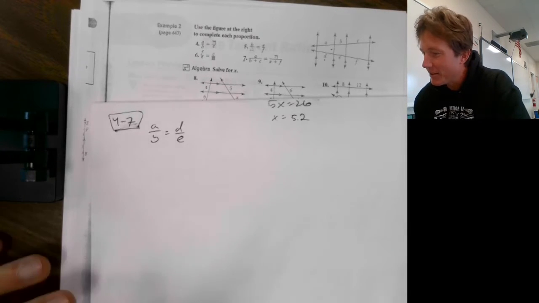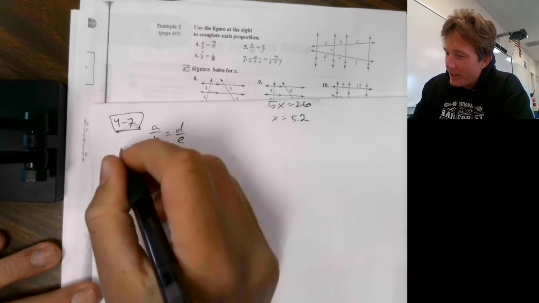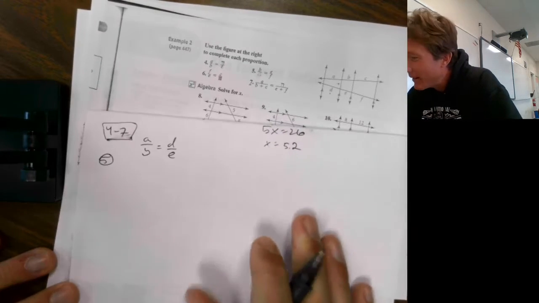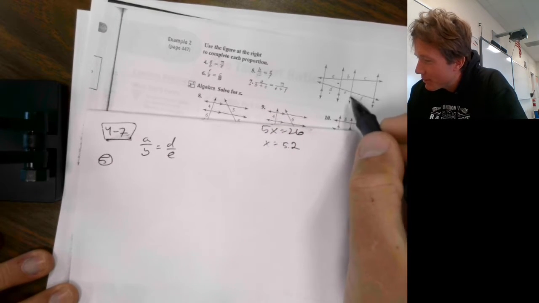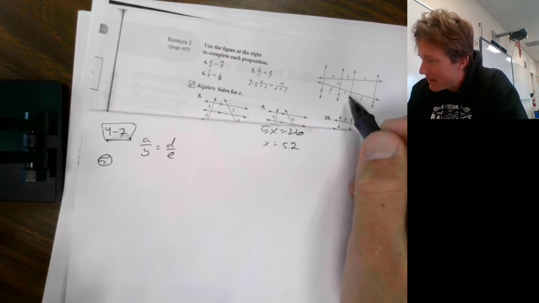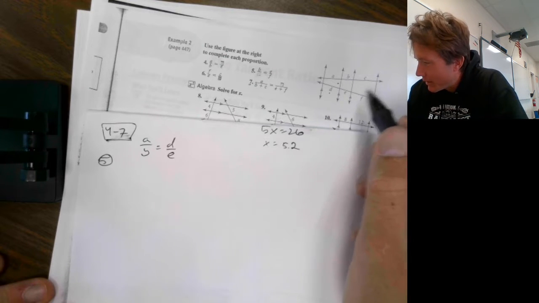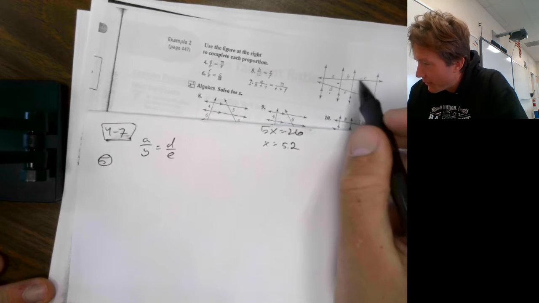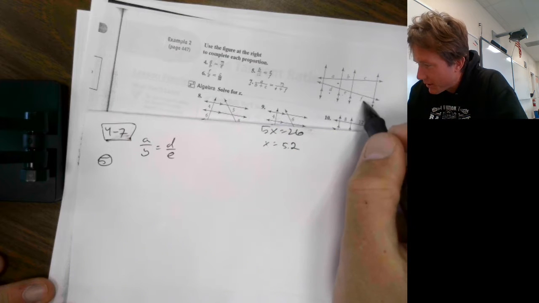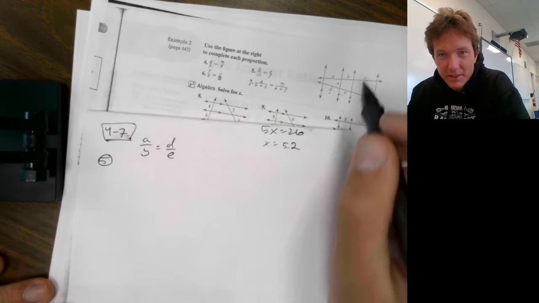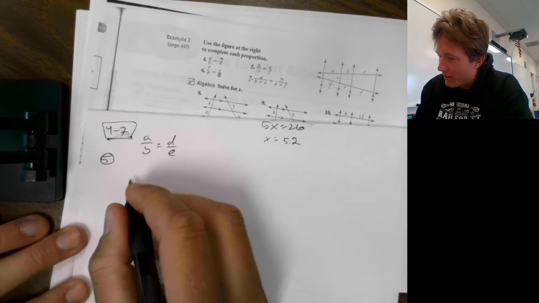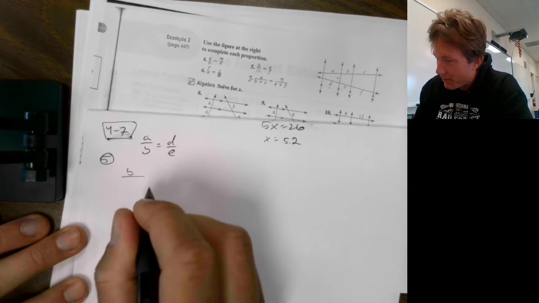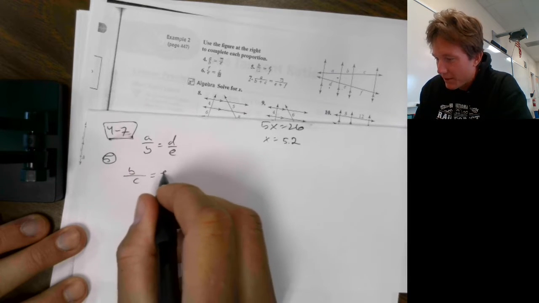All right, back to it. Let's look at number 5. B is similar to a blank as E is to F. So E is going to F. That means that B will have the same ratio. B over C is the same ratio as E over F.